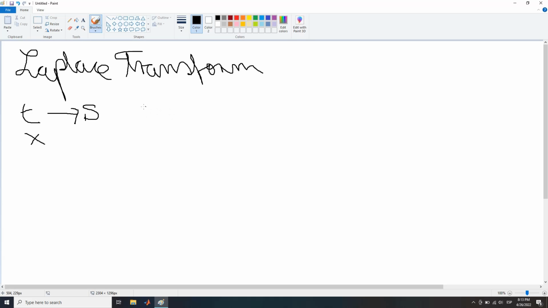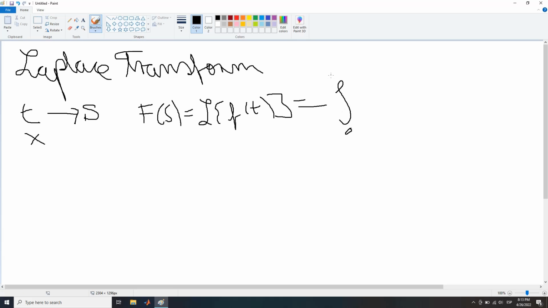So, the Laplace transform is an integral transform, which has the following form. F of s is equal to the Laplace transform of a function in the time domain f of t, and this is equal to the improper integral from 0 to infinity of e to the minus st times the function times dt.